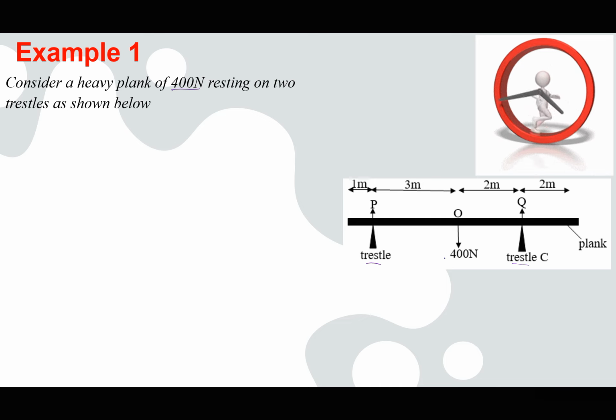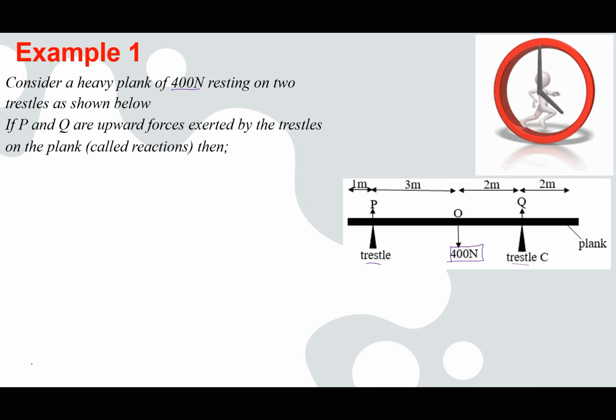It is uniform, so if we consider it as being uniform, then its weight, which is 400 newtons, must be acting at the midpoint. Okay, so if P and Q are upward forces exerted by the trestles on the plank, these ones are called normal reaction forces or reactions, then the total forces acting upwards should be equal to the forces acting downwards. That is according to condition number one.